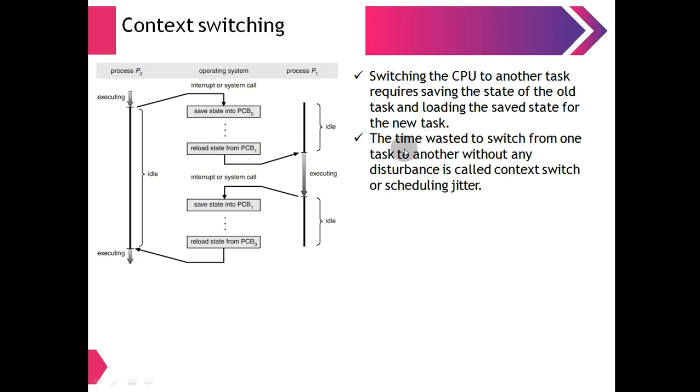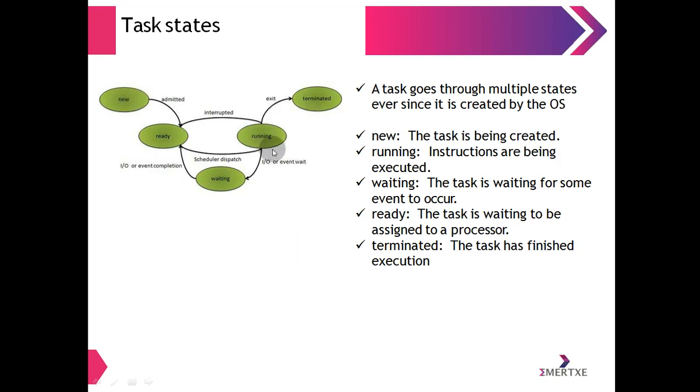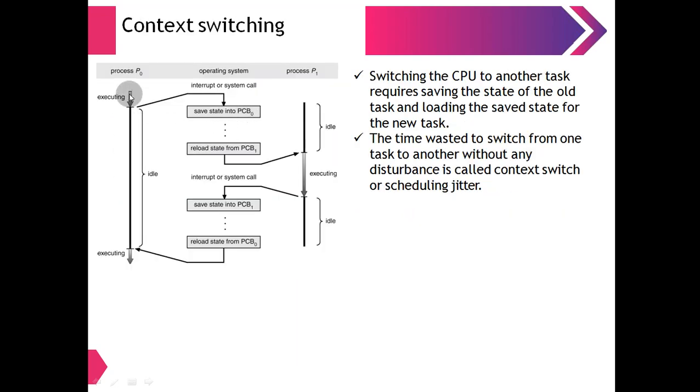Second, the time wasted to switch from one task to another without any disturbance is called the context switch or scheduling jitter. Now we're going to understand how it works. Suppose this is the process P0, this is the operating system, this is the process P1. Now suppose this process P0 has been executing, so it is in a running state.